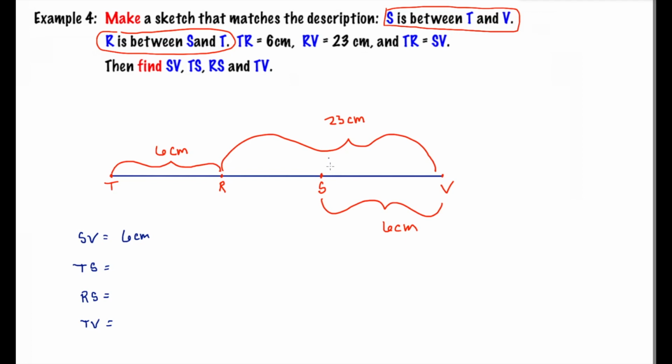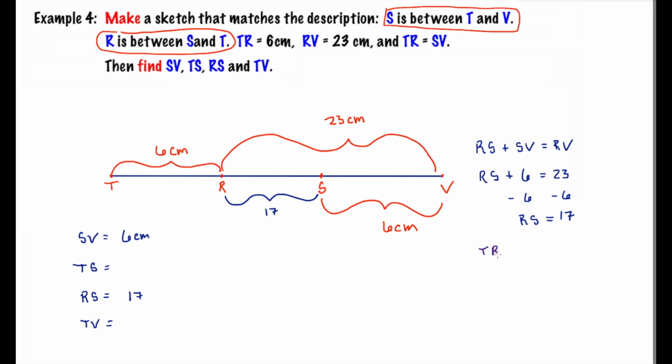So I've got my unknowns on the left. I'm going to set up segment addition here. RS plus SV equals RV. Substitute 6 and 23 in. Solve for RS. I get 17 for RS. I know that TR plus RS equals TS. Substitute in 6 and 17. I get TS equals 23.